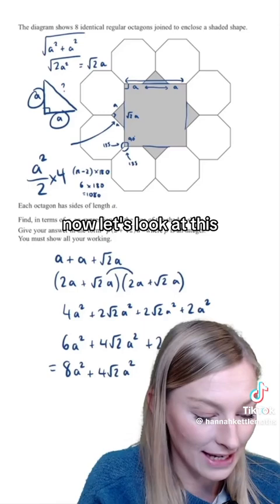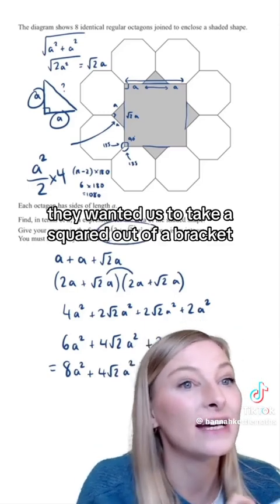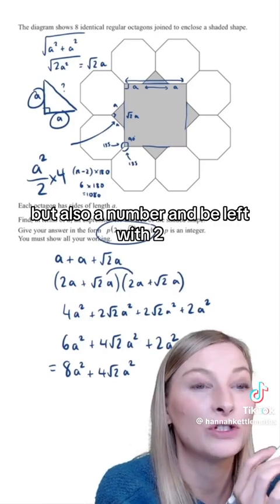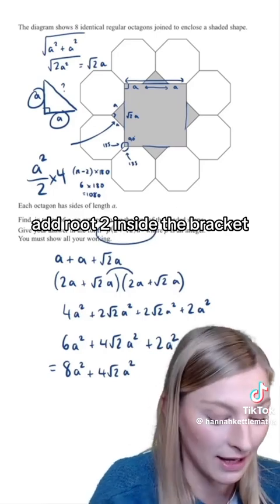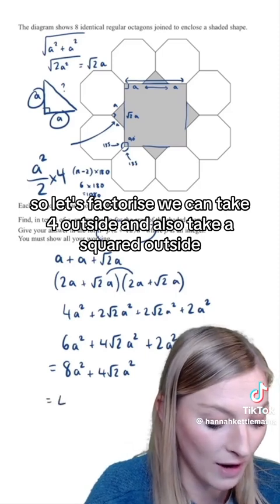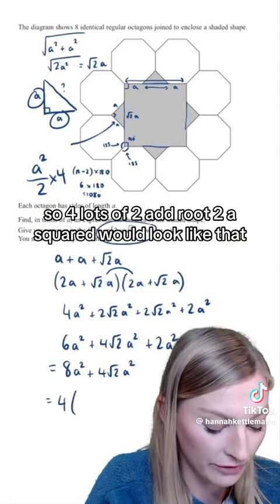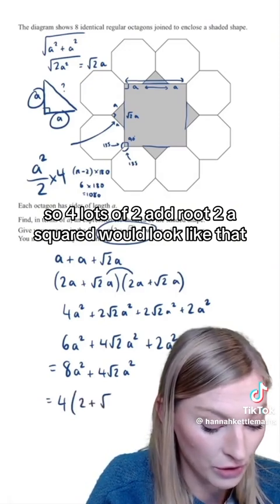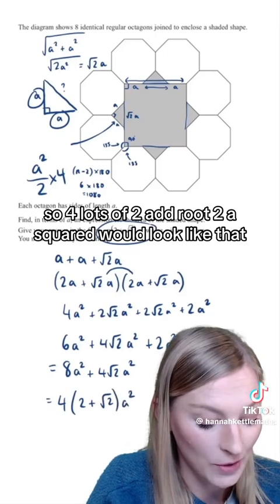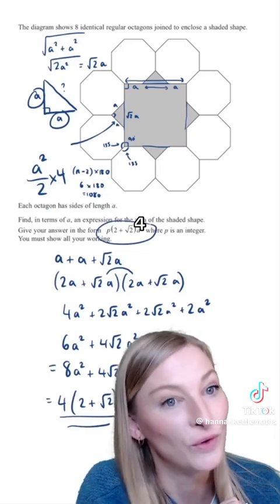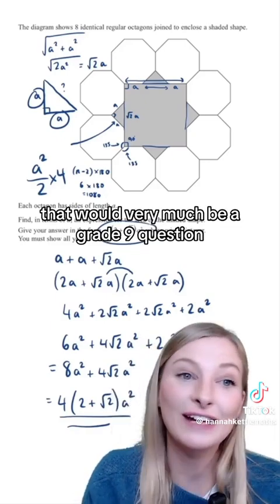Now let's look at this. They wanted us to take a² out of a bracket, but also a number, and be left with 2 add root 2 inside the bracket. So let's factorise. We can take 4 outside. We can also take a² outside. So 4 lots of (2 + √2)a² would look like that. So the integer that they were looking for was 4. That would very much be a grade 9 question.